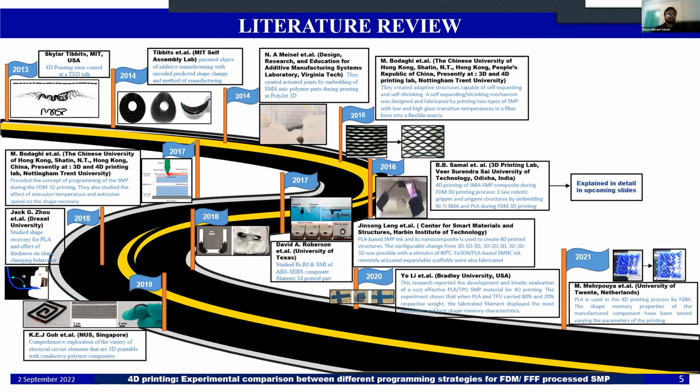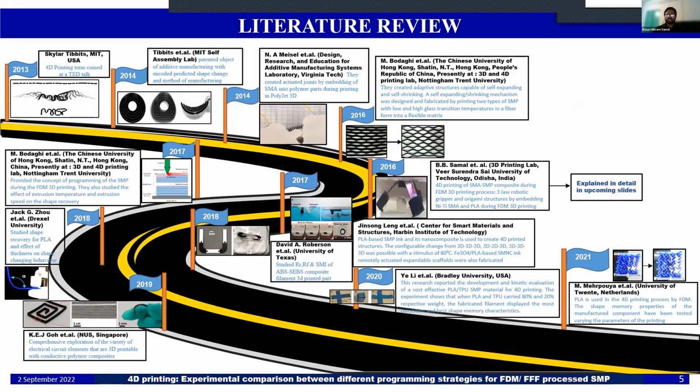So this is the literature review that I have shown in a roadmap from the very beginning. In 2013, Skylar Tibbits proposed the term 4D printing in a TED talk. And then in 2014, he patented their technology and they created some morphing structures by combining two different materials. In 2014, Mizel and their group from Virginia Tech were the first to create actuated joints by combining shape memory alloy into the polymer during PolyJet 3D printing.